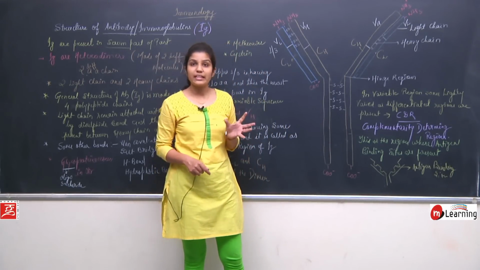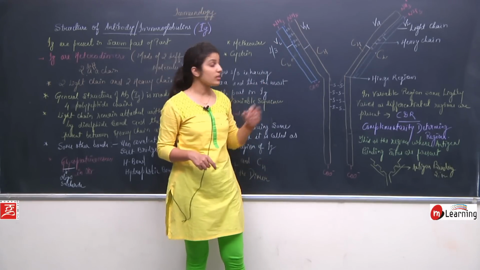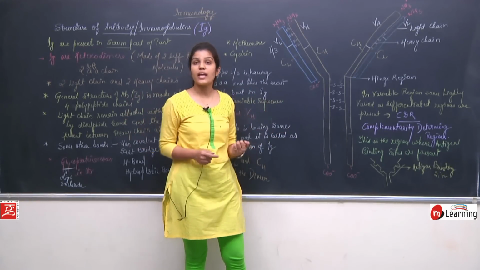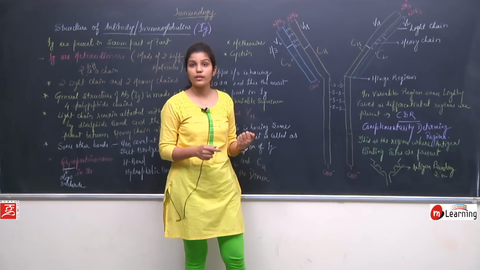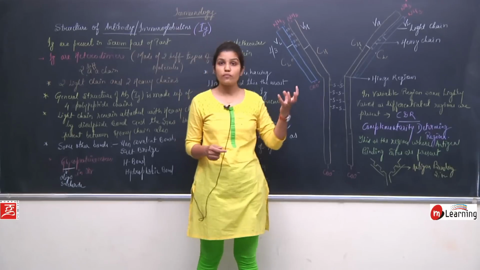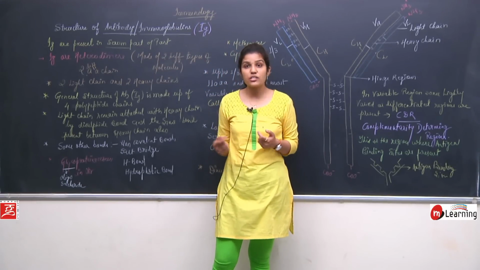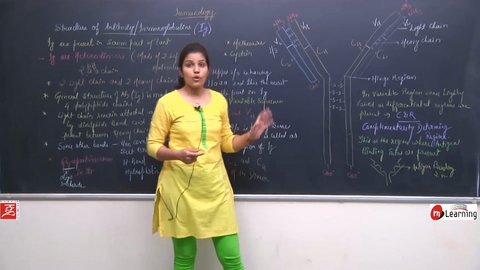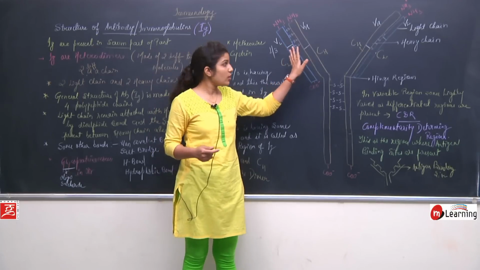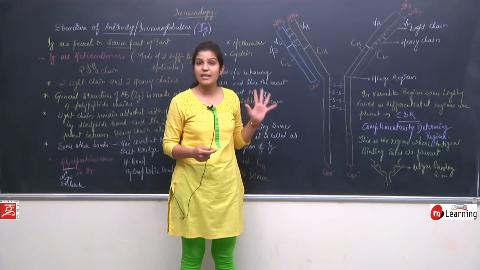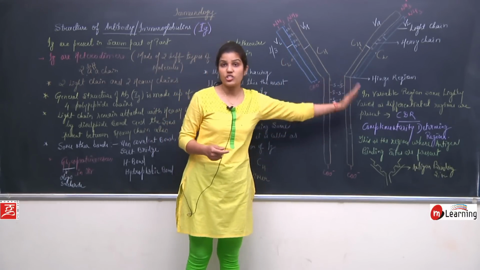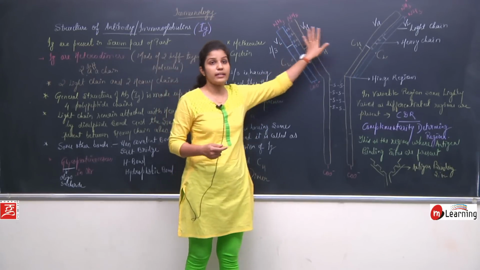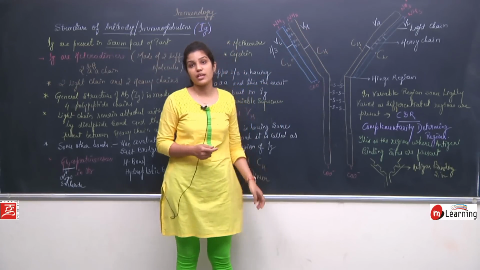Now, do you get the significance of this antigen, this variable region? Why are variable regions present in every antibody or every immunoglobulin? Because every antigen is of a different type, every antigen has its different nature, its different composition. If all the immunoglobulins had the same structure, same identical chains, how would different antigens be detected by these immunoglobulins?